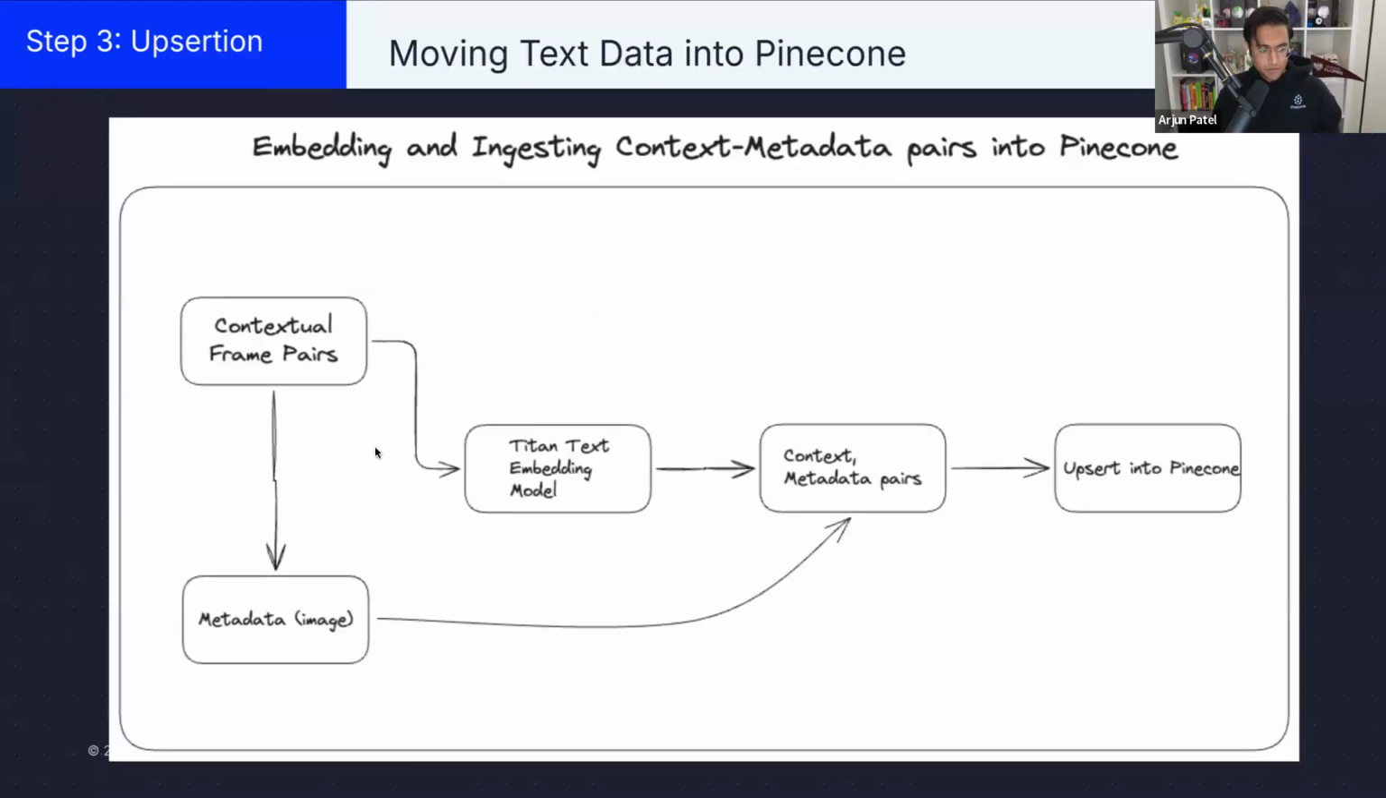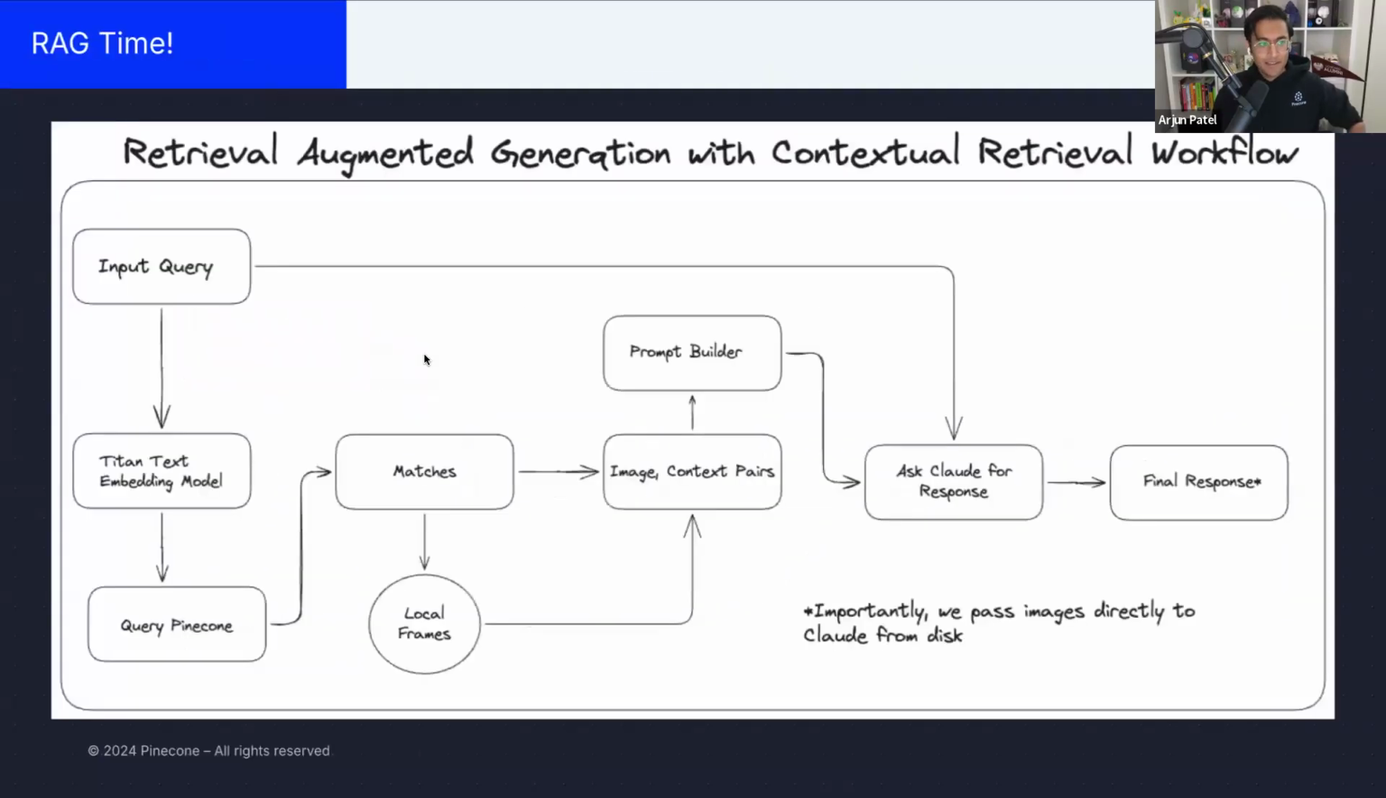Now that we have these contextual frame pairs, we're going to create a bunch of metadata about the pairs, which will allow us to reference some important information that we're not necessarily embedding. For example, the raw transcript or the path to the images that we're storing locally. We'll use the Titan text embedding model to embed this contextual information to create context metadata vector pairs, which we will upsert into Pinecone. And this is what we're doing our vector semantic search over. Finally, once we've completed that workflow, we are ready to do the full retrieval augmented generation with one extra trick.